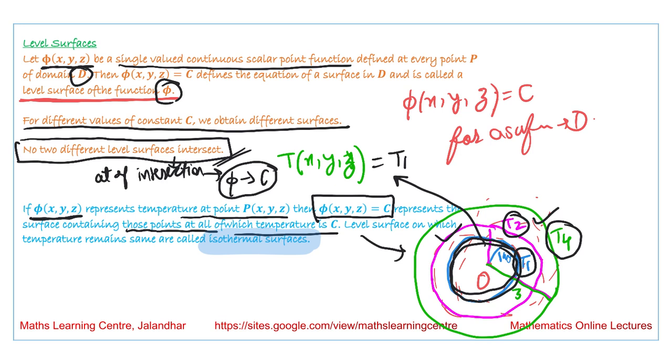So isothermal surfaces means, suppose this is some fixed point O, and corresponding to these points the temperature is fixed, it is c. So this surface we are getting is a level surface because at all the points the temperature is c, and this surface is called the isothermal surface. It means that the temperature is fixed at each point on this surface.